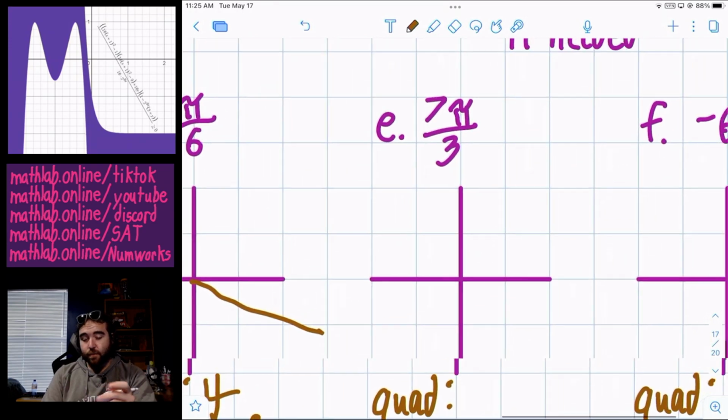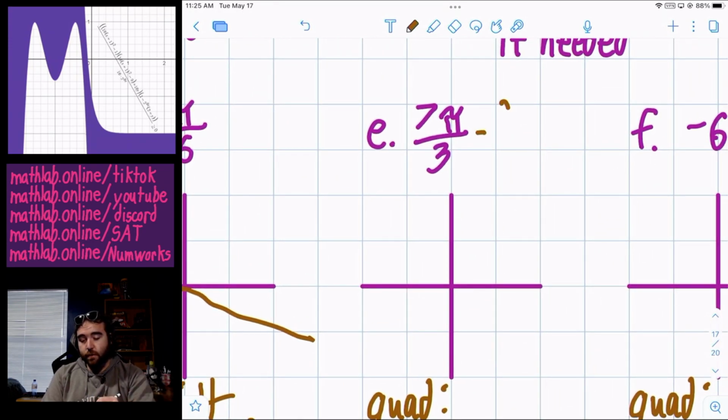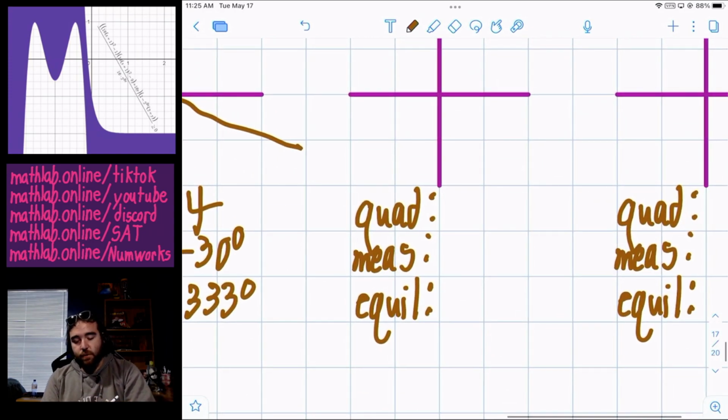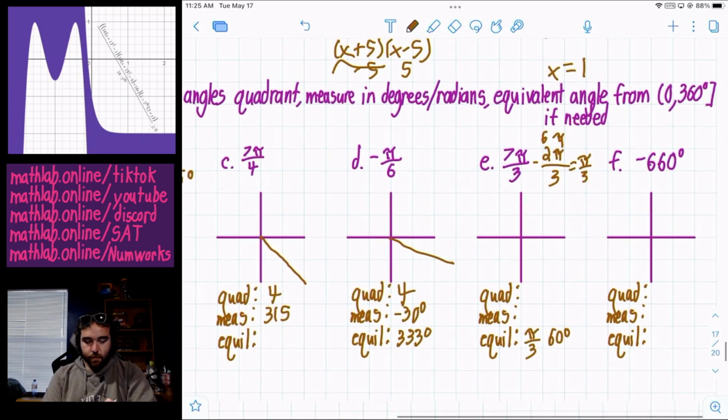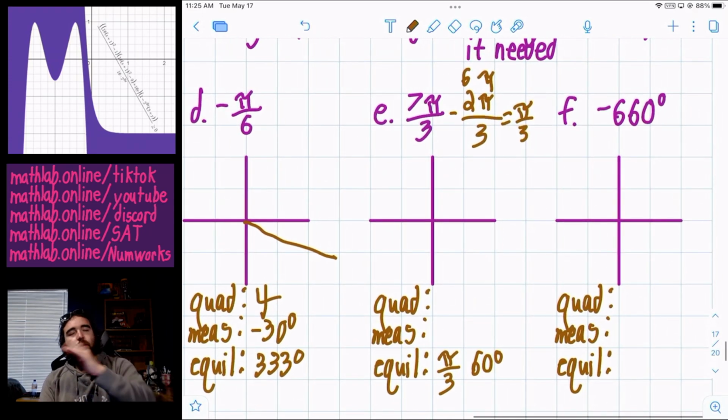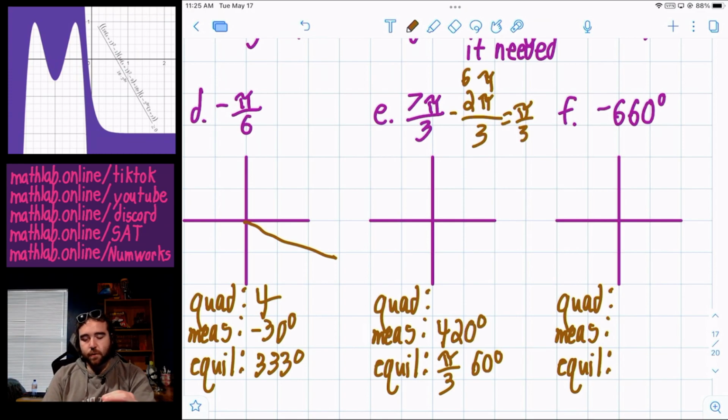7 pi over 3. So that's more than 2 pi. So if we subtract 2 pi, which is 6 pi over 3, we just get pi over 3. So this is equivalent to pi over 3, or 60 degrees. The measure is actually all the way around and plus another 60 degrees. So that angle measure is 420 degrees.